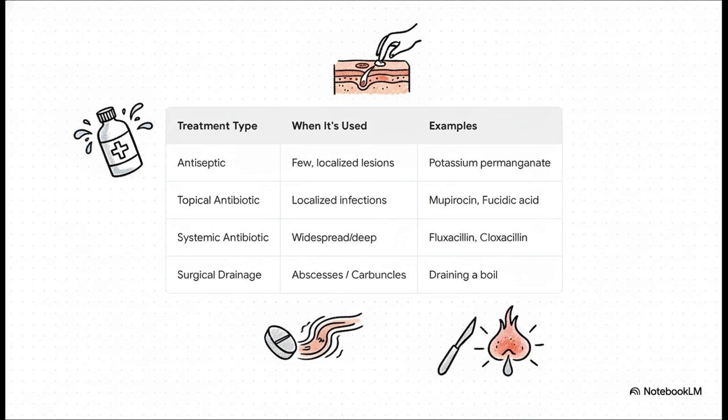If the infection is widespread, like with cellulitis or very deep, then you'll need systemic antibiotics, the ones you take by mouth. And finally, if there's a big collection of pus, like in a boil or carbuncle, it often needs to be surgically drained to let all that stuff out so it can actually heal.